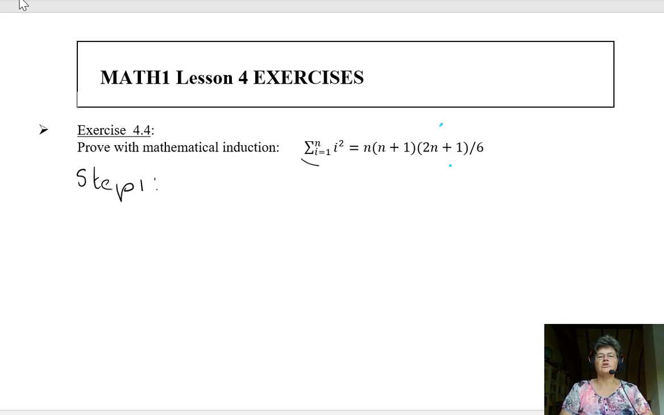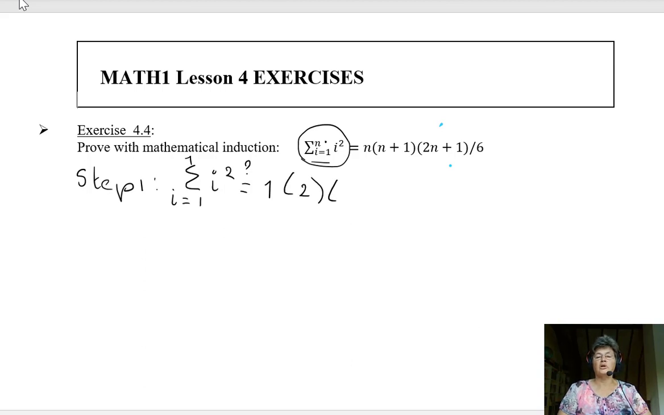You see there's a sum from i is 1 to n, so the smallest n you can deal with is 1. So we have the first step, the sum i being 1 to 1 of i square, and we need to prove that that's 1 times 2 times (2 times 1 plus 1, that's 3), divided by 6. If we look at the right side first, 1 times 2 times 3 is 6, divided by 6 is 1.